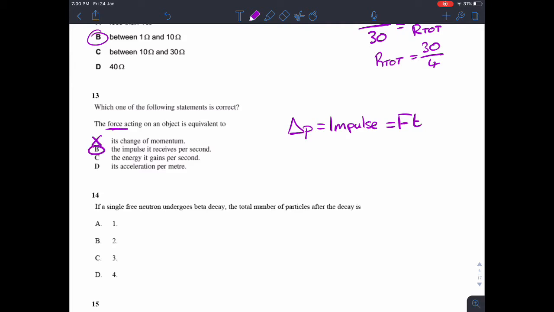Let's just check the other two. The energy it gains per second, well, the energy it gains is the work done, which is the force times the distance. So it's the energy it gains per meter of distance, so it's not C. Or its acceleration per meter. Well, we know that F equals ma, but this is the force is the acceleration multiplied by the mass, so it's not that either. So the answer is B.